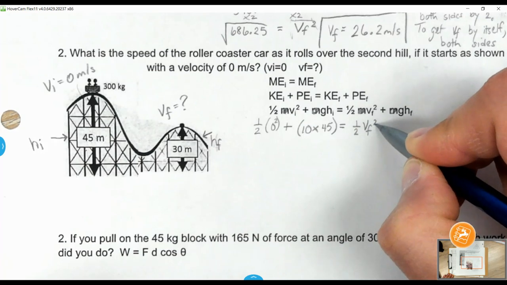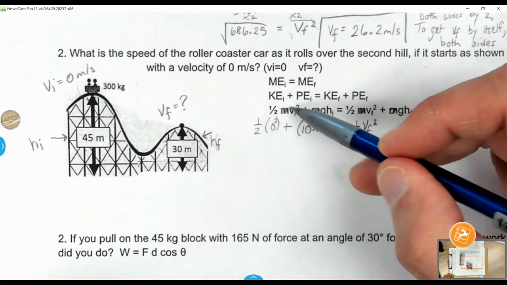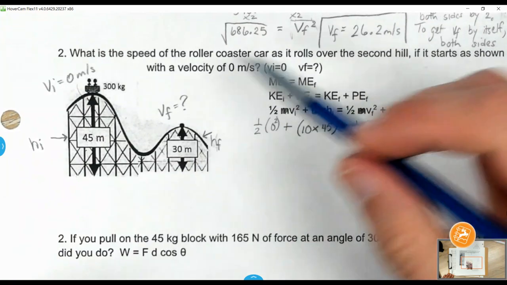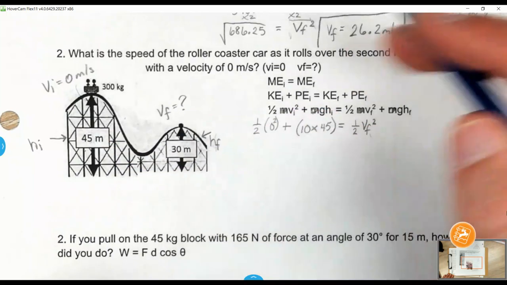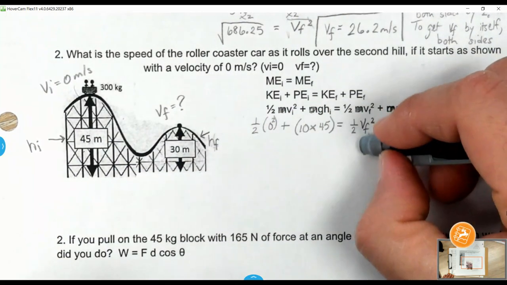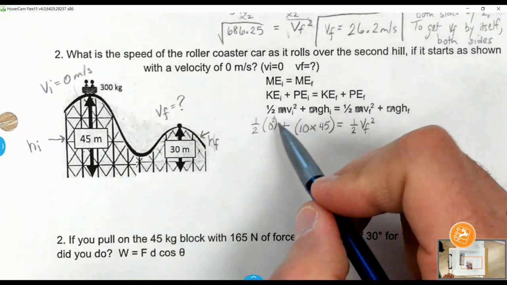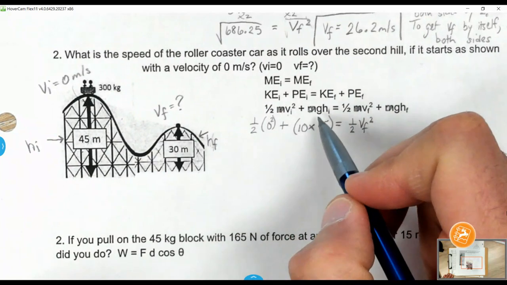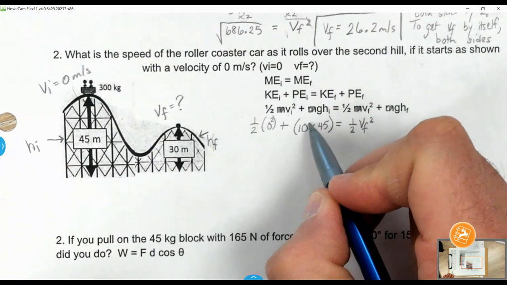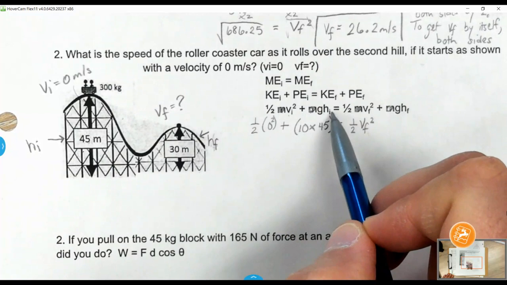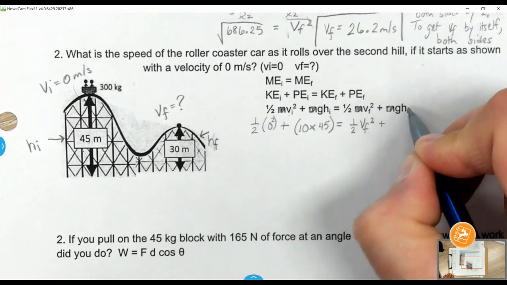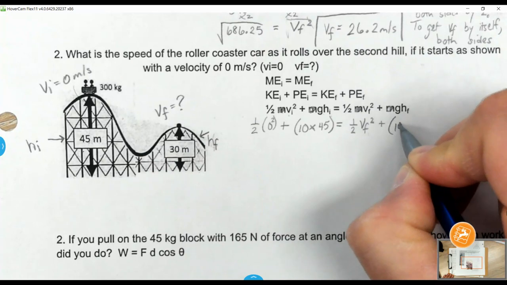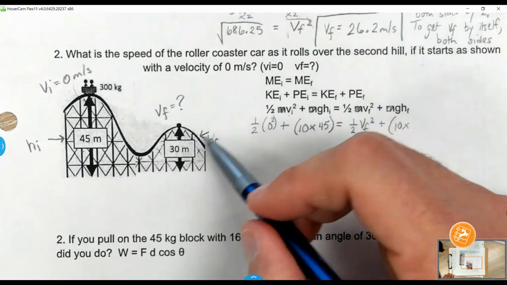So guys, all you're literally doing is bringing these guys down here, and if you have one of them, you put that number in for the variable. The only one we don't have is VF. We had VI is 0, so we put it in for VI. G is always 10, so that's good for G. And the initial height, HI, is 45. We don't have VF, so we leave it as is. And G is 10. And HF is 30.